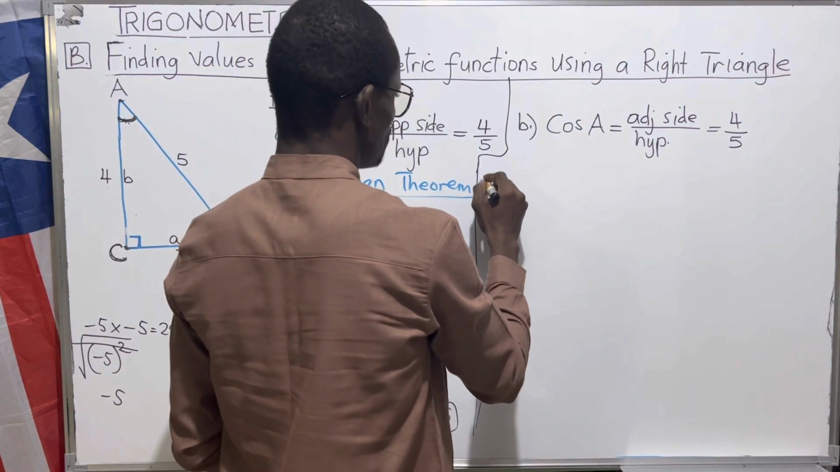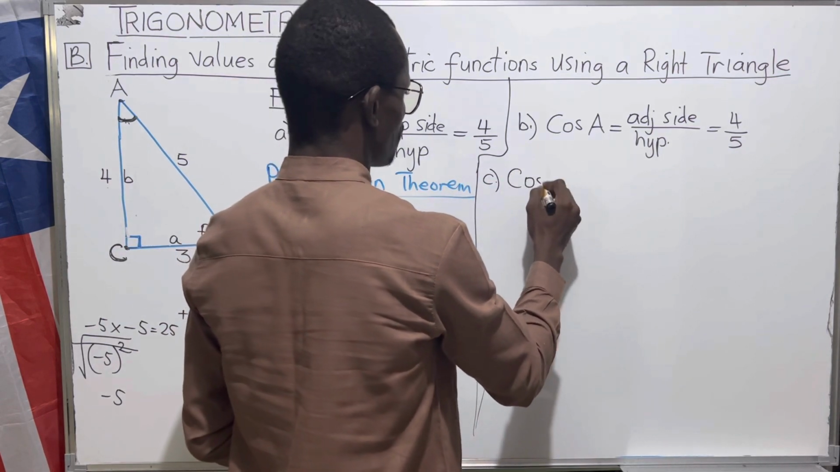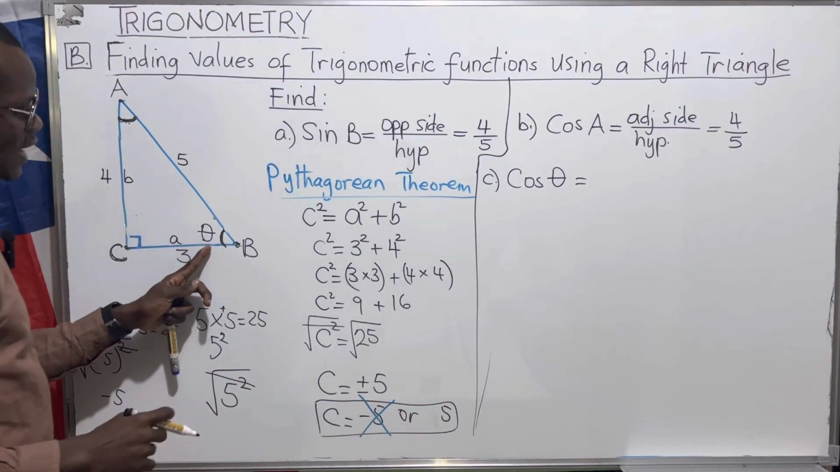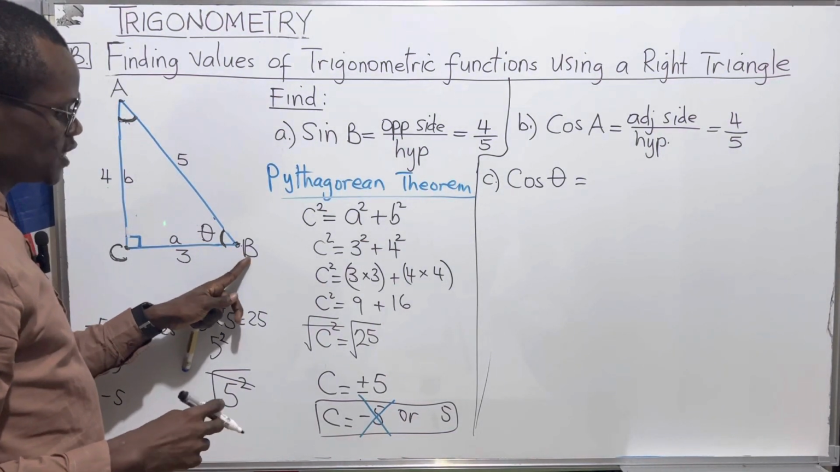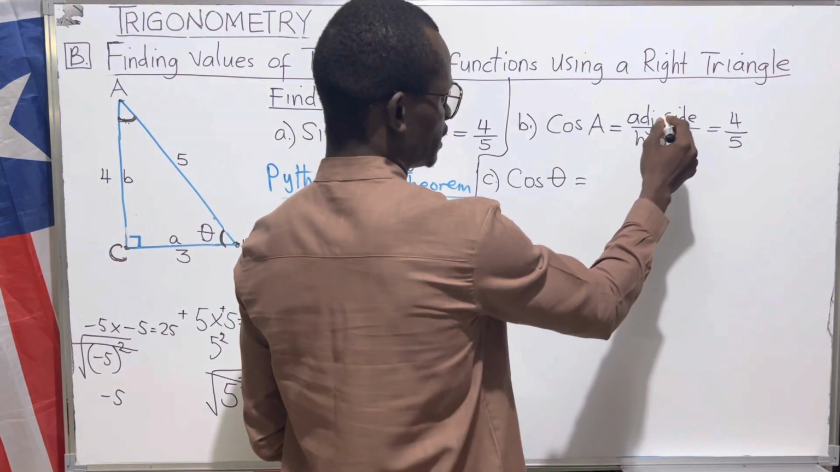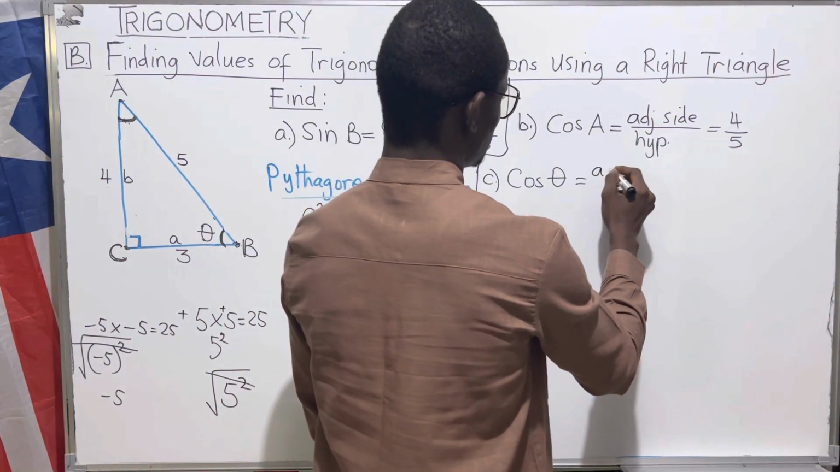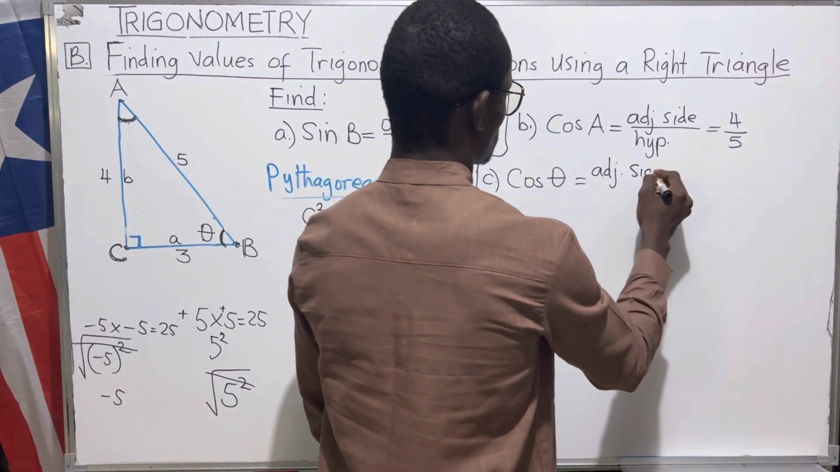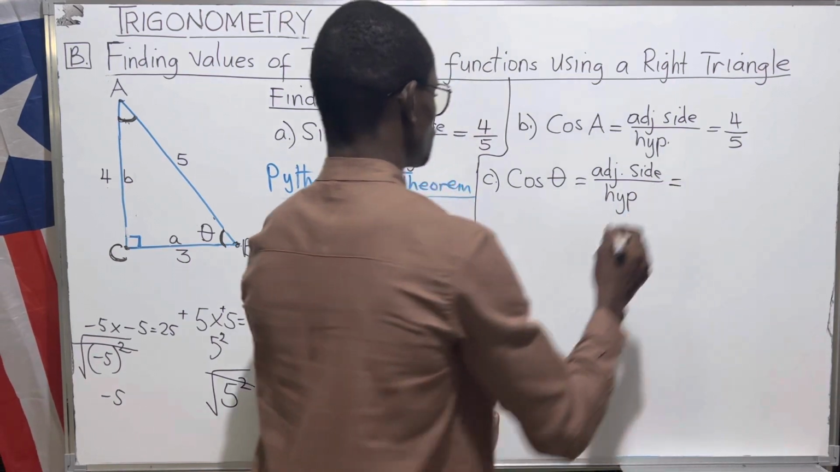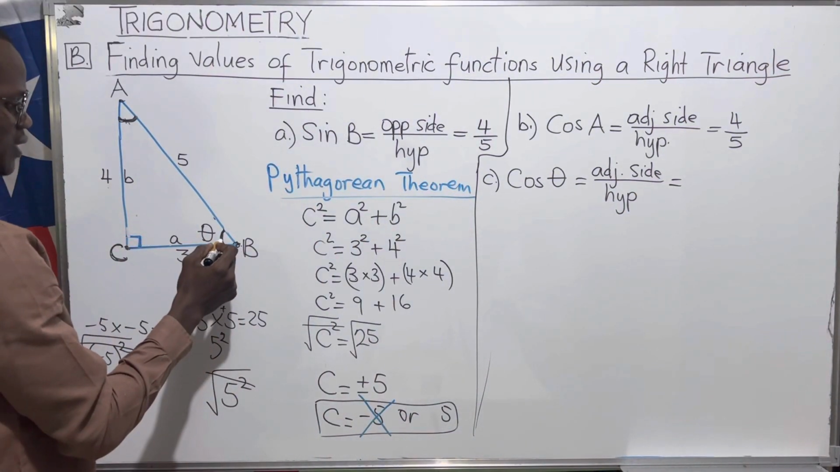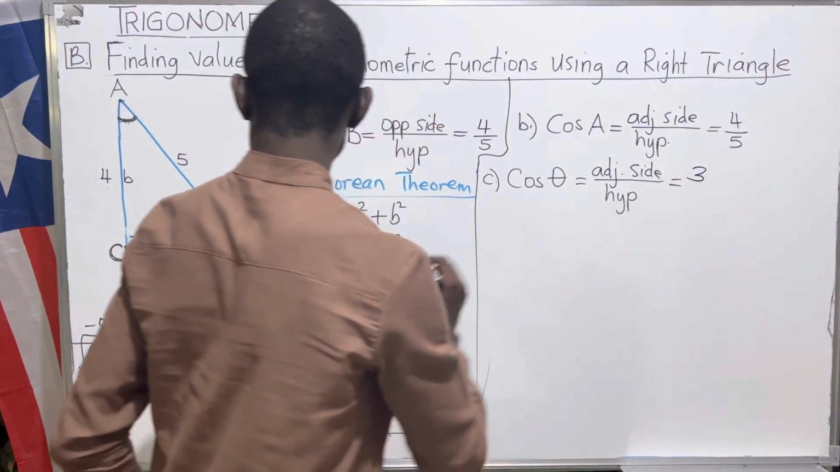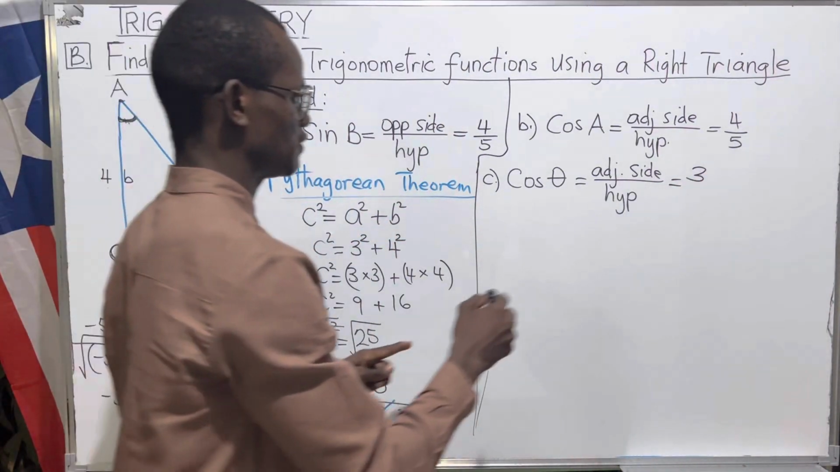Now, what if we find cos of theta? Cos of theta is the same as saying cos of B. So again, we define cos of an angle. The definition of cos is adjacent side over hypotenuse. What is the adjacent side to this angle? The adjacent side to this angle is 3, and the hypotenuse is 5.